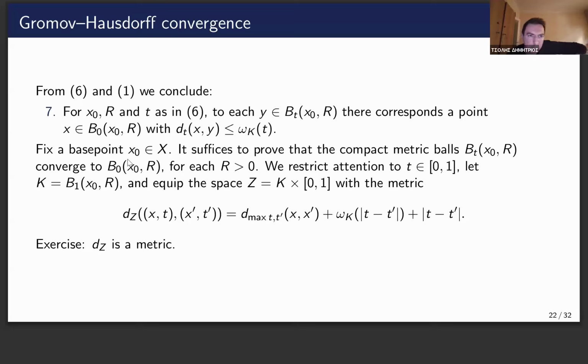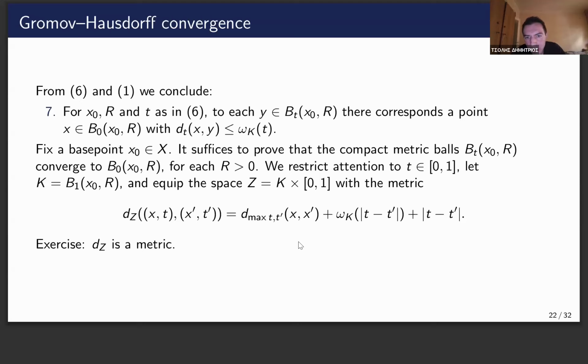Then we just fix a base point, x0, and we want to prove that the compact metric balls converge to the ball of d0, and we do this for each radius greater than 0. So we should restrict ourselves to the case where we have the ambient metric space, that we call Z, and we define it as K times the interval (0, 1). And we use this metric here. Now, as an exercise, one can prove that this is actually a metric. So I won't do it here, but it's a nice exercise.